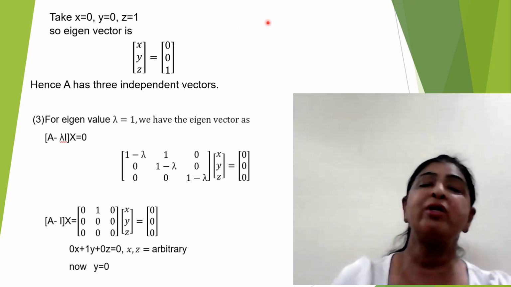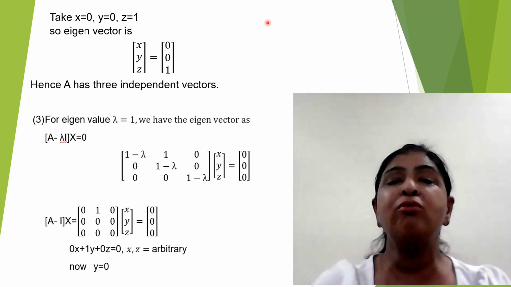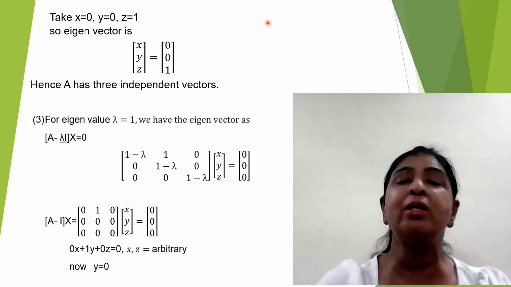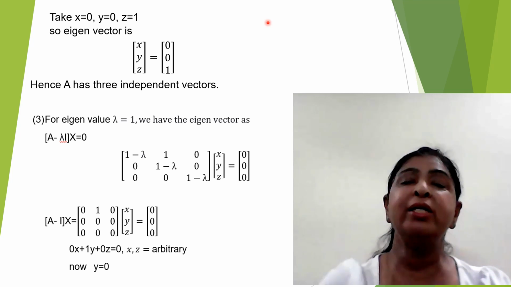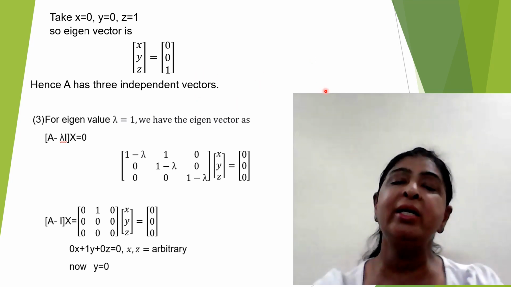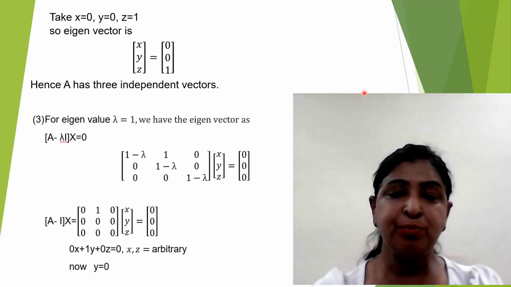In the first case we have taken x is equal to 1, the other variables y and z are 0. In the second case we have taken x and z as 0 and y as 1. And in the third case, we are taking x and y as 0 and z is equal to 1. So our new eigenvector becomes [0, 0, 1]. So A has three independent eigenvectors, right?